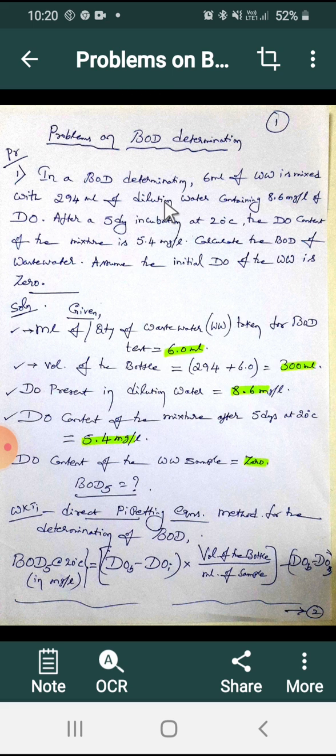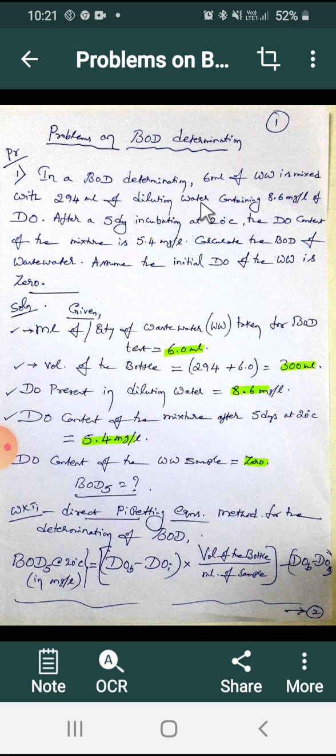In a BOD determination, this is in the laboratory analysis. 6 ml of wastewater we used. Observe here, the quantity of wastewater taken for the BOD test is how much? 6 ml. Next, it is mixed with 294 ml of dilution water. The bottle capacity, we know, is 300 ml. So now 6 ml of wastewater they have taken, remaining 294 ml is dilution water.